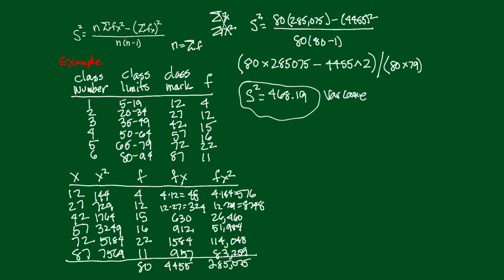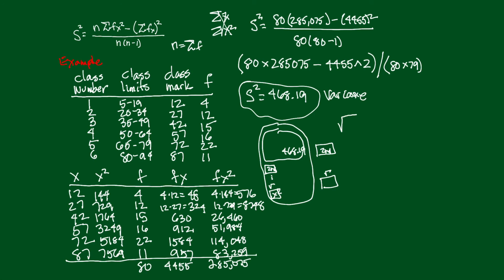Now, that is on my calculator. So when I look at my calculator, what's on my screen here? On the right side of the screen is 468.19. Now, I want the square root of that. So down here, you're going to press the second key. And then down a little ways, you'll see a key that says x squared. Right above it, it says square root. So you're going to press second, and then press that square root key. That gives you the square root.